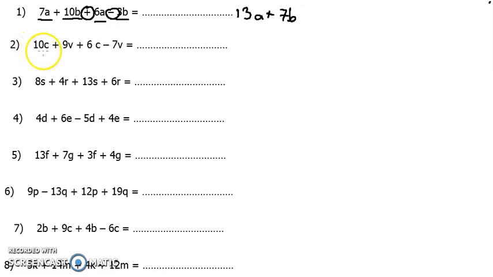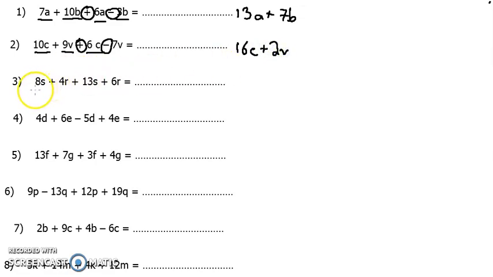Now for the next one. Even though the symbols and the letters change, it doesn't matter, it's still the same concept. Here is 10c and 6c. We have a plus here, so 10 plus 6 is 16c. And then we have 9v. Again, look at the symbol before. Take away 7v. 9 take away 7 is 2. And again, because it's still a positive value, you do plus 2v.